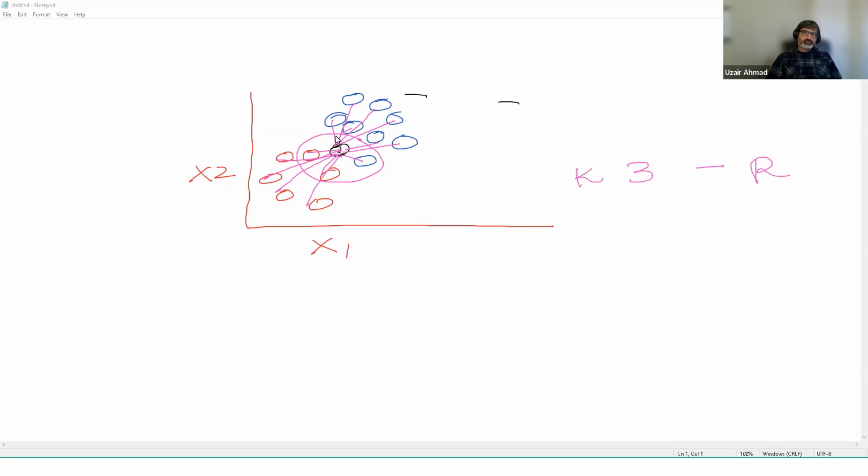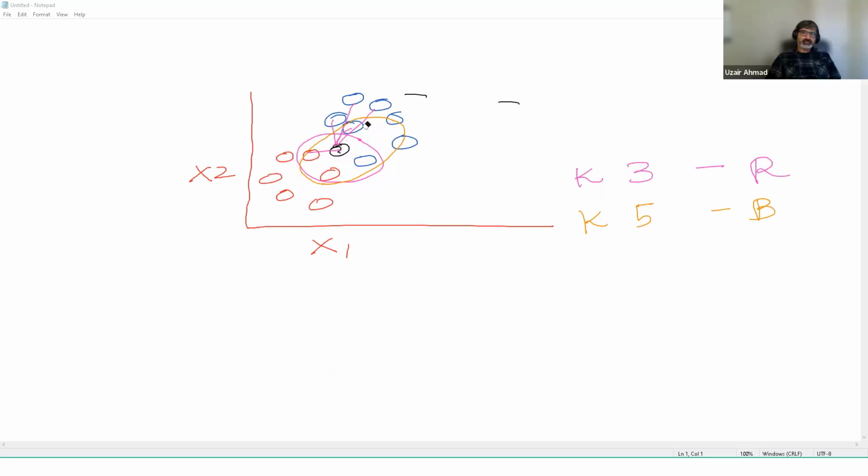But if we take, let's say, 5 nearest points, in that case the 5 nearest points will be these 5. In this case, we will assign it to the blue class. Does it make sense? Yes, Professor. Very intuitive, right?